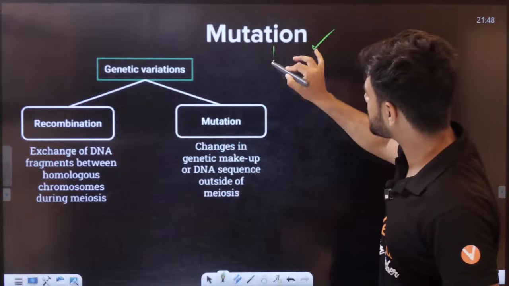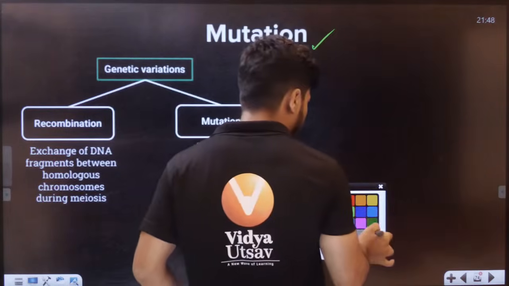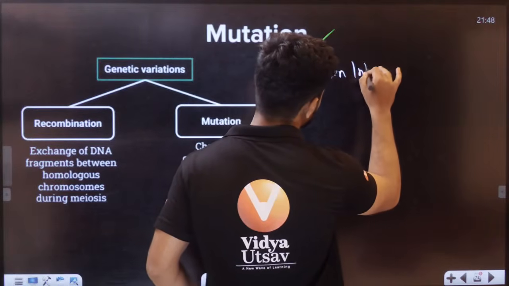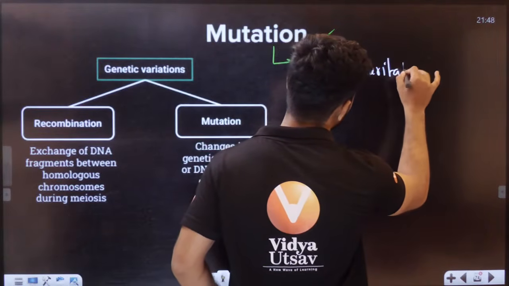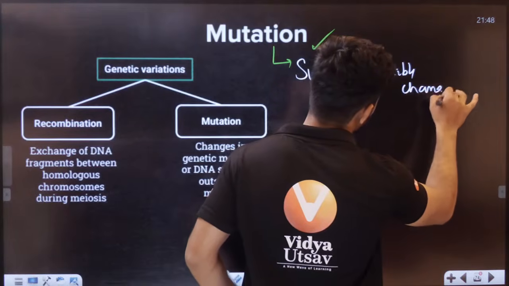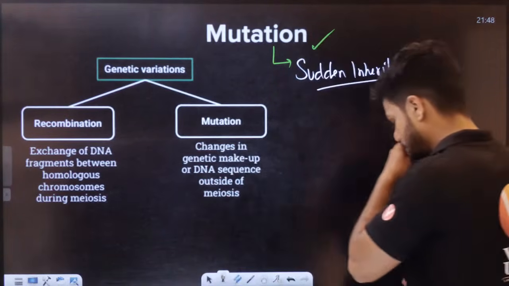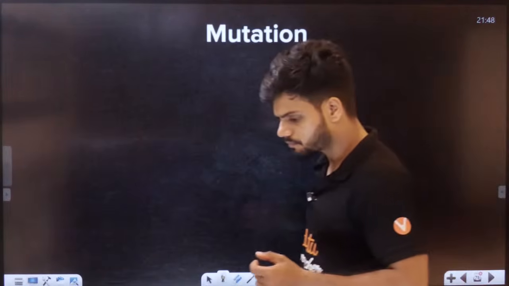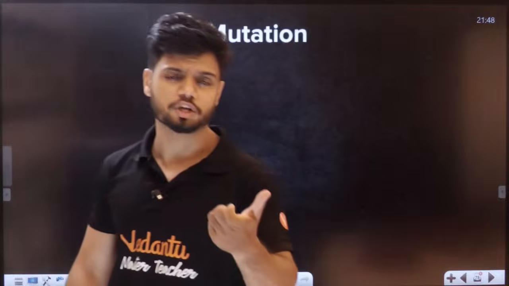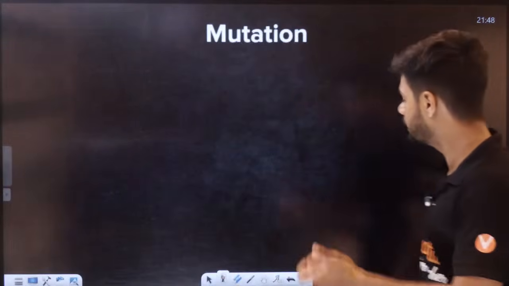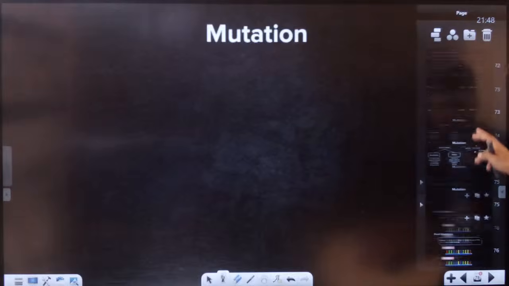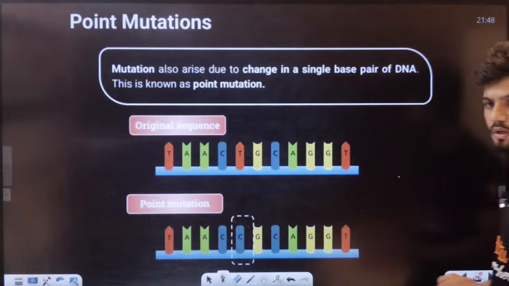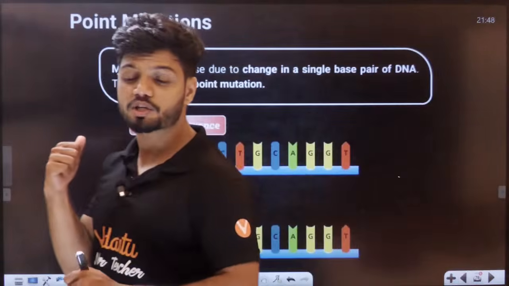Now in mutation, students, it is also called a sudden inheritable change. Sudden inheritable change is called mutation. Now, students, I want all of you to understand there are multiple types of mutation. Now, there is something called point mutation. Students, you might have learned about this point mutation before.